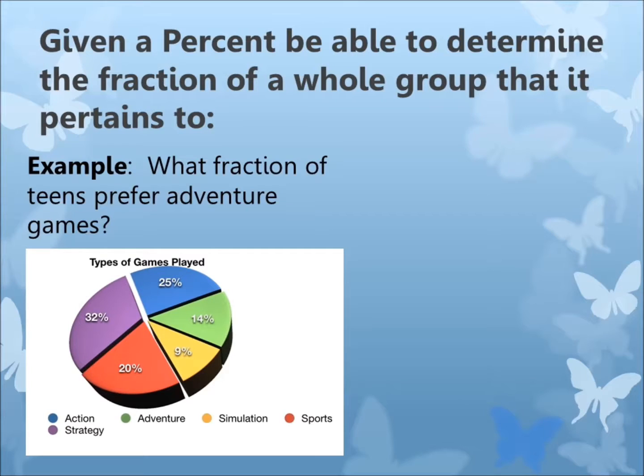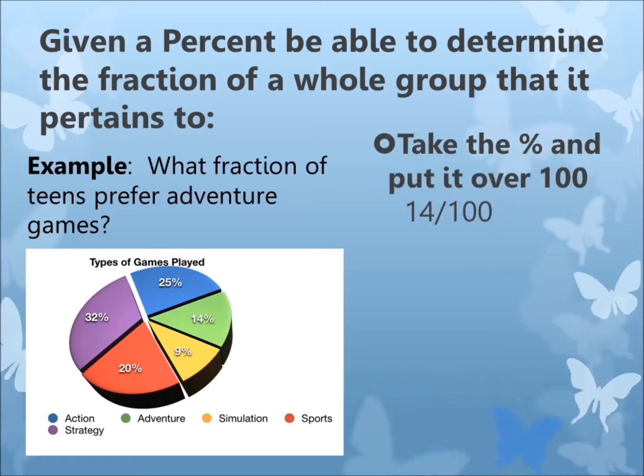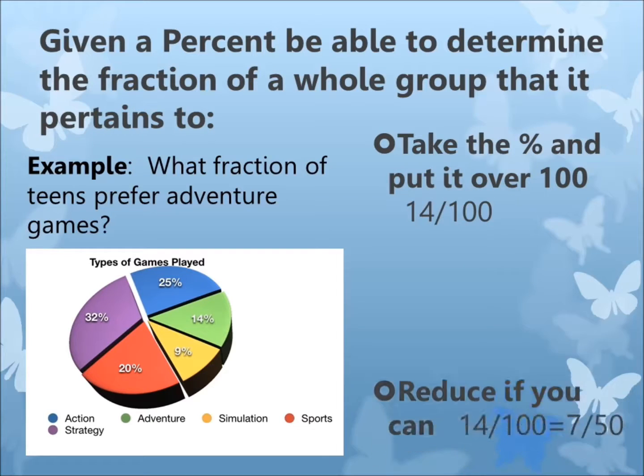Okay, what if I give you a percent and ask you to change that to a fraction? So this one, you can do this. It says, what fraction of teens prefer adventure games? If we take a look at our pie chart again, green is for adventure, so that's 14%. So you're going to take that percent and put it over 100, so we have 14 over 100.